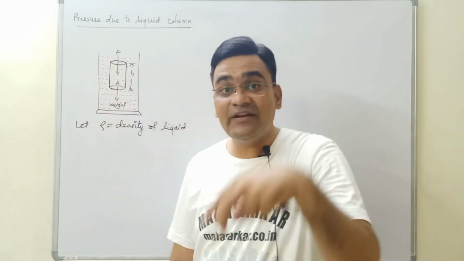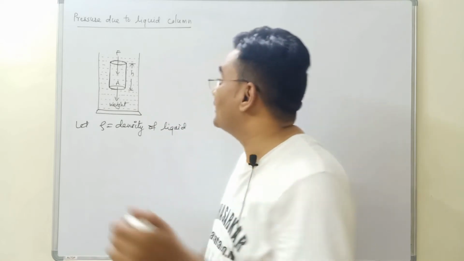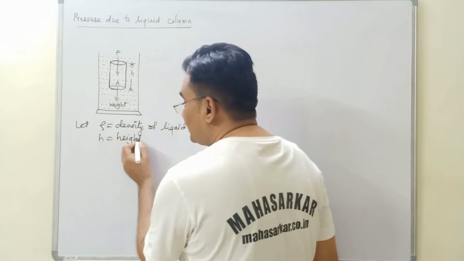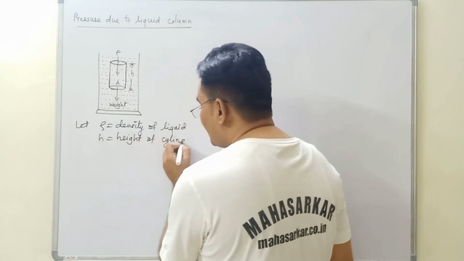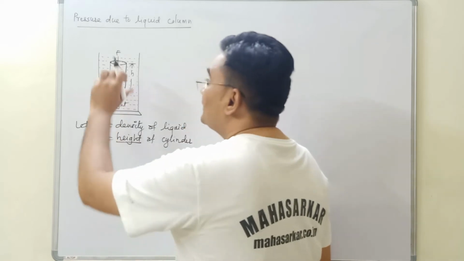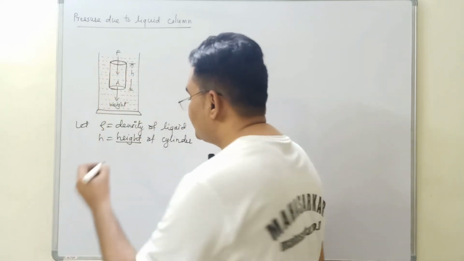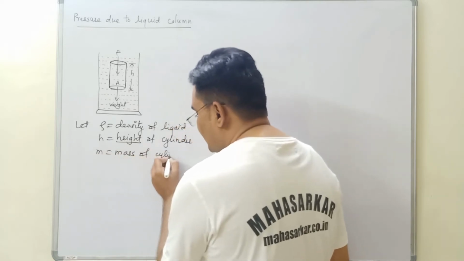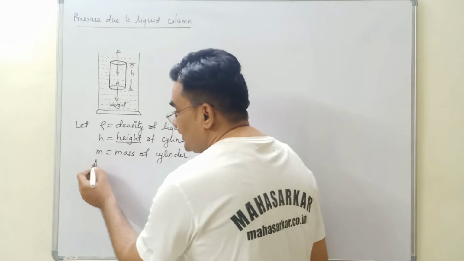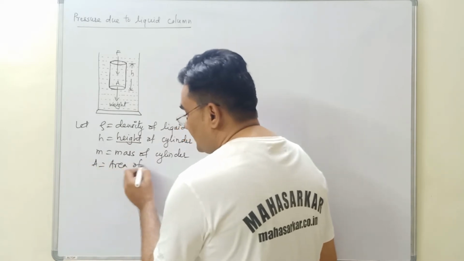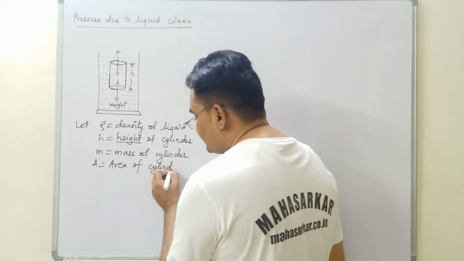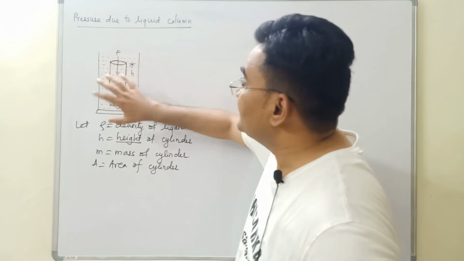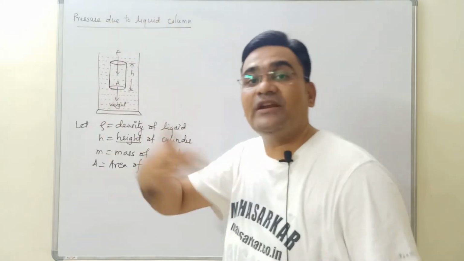It is an imaginary cylinder of that liquid. Imagine that you created an imaginary cylinder in the liquid. So let H be the height of that imaginary cylinder. Remember, this is nothing but the cylinder made up of the same liquid. So M is the mass of that cylinder, and A is the area of cross section for that cylinder.